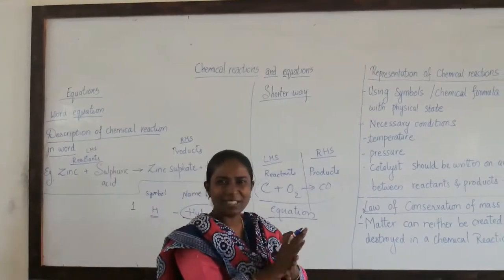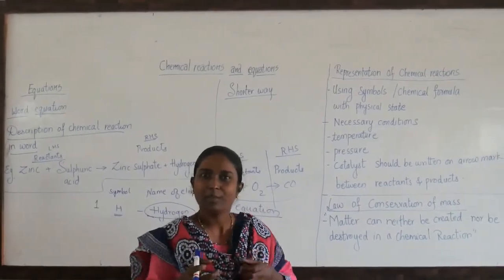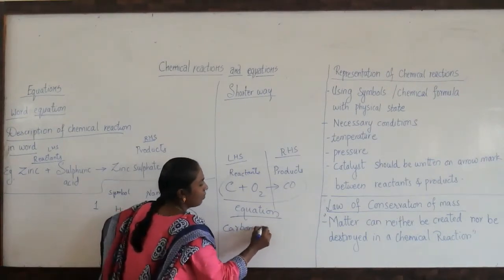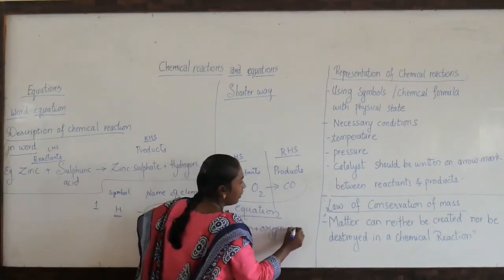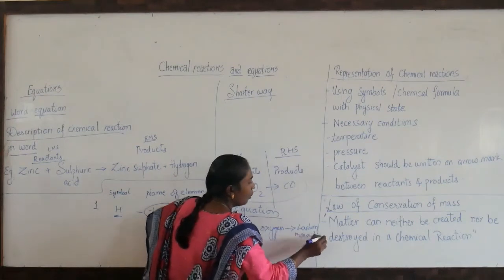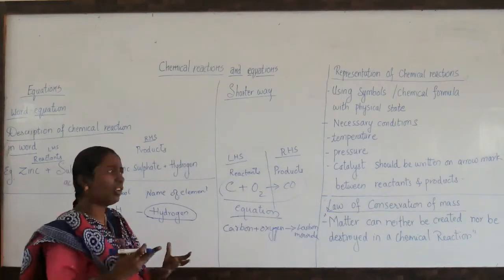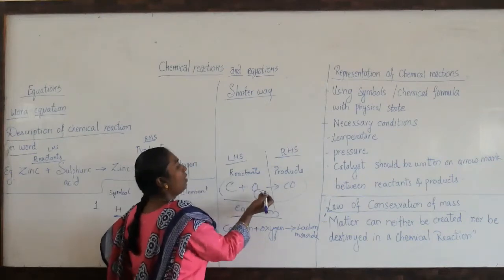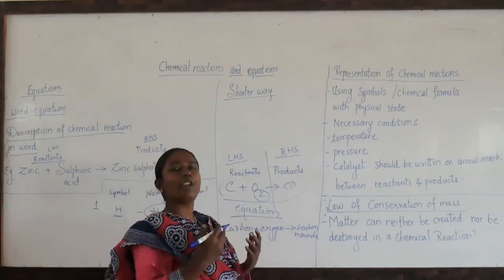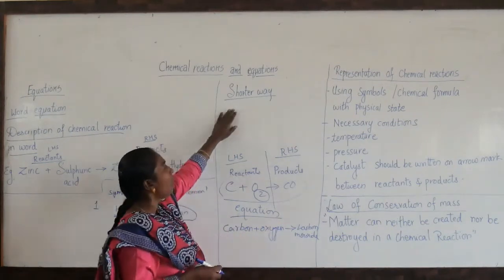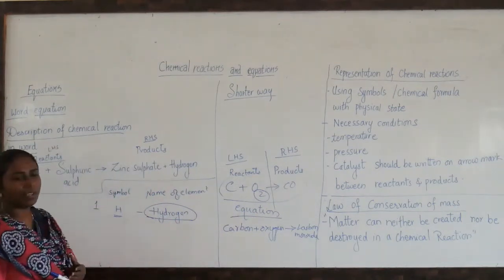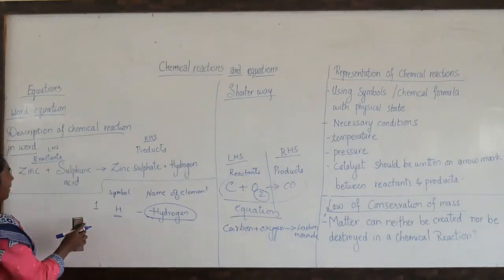After all, we all are lazy, children. We always go for shortcuts to write. If I ask you to write every time, carbon plus oxygen will give you carbon monoxide, so much time consumption, right? In fact, you are not even able to give the number of molecules present. So one more method of writing this equation is the symbol way, which is a shorter way. The same equation is written in the form of symbols. Let us see.